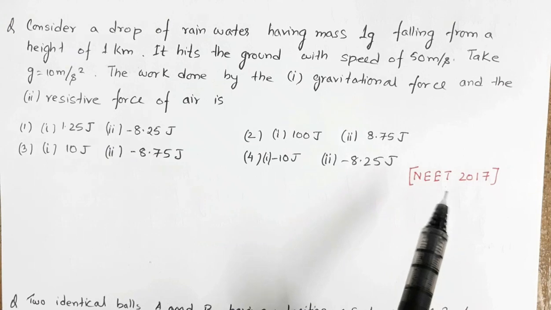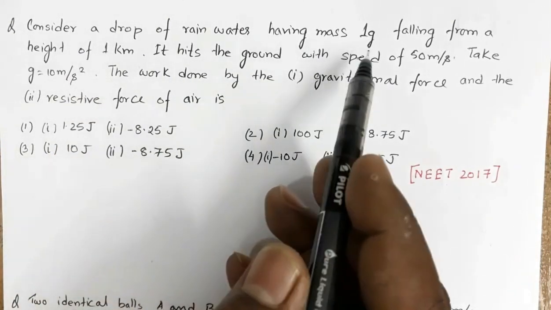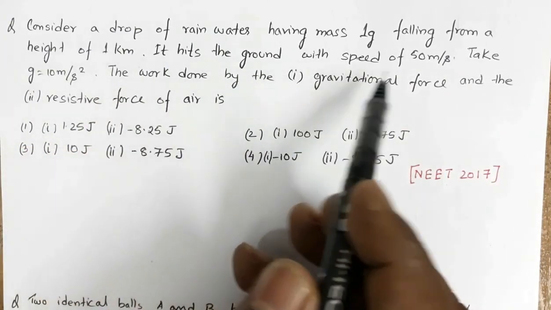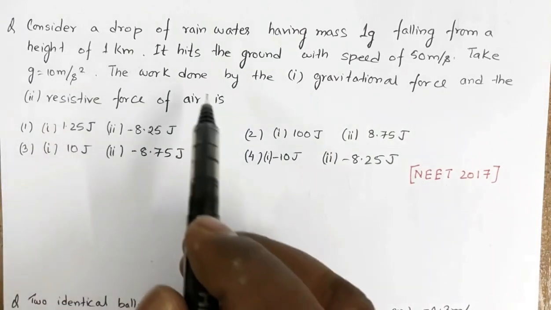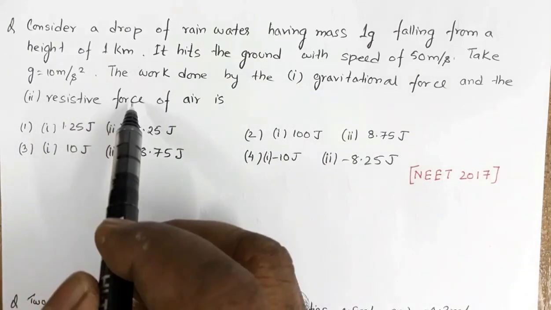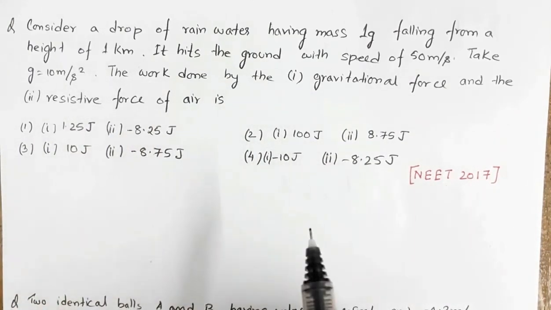This is from NEET 2017 problem. Consider a drop of rainwater having mass 1 gram falling from a height of 1 kilometer. It hits the ground with a speed of 50 meter per second. Take g is equal to 10 meter per second square. The work done by the gravitational force and the resistive force of air. So two things we have to find, and these are the available options.